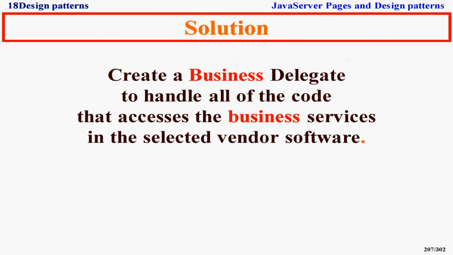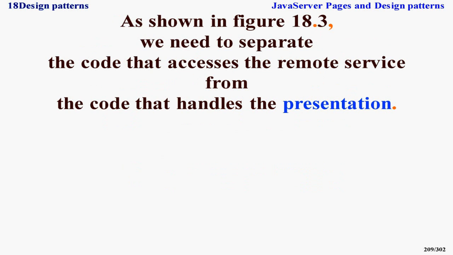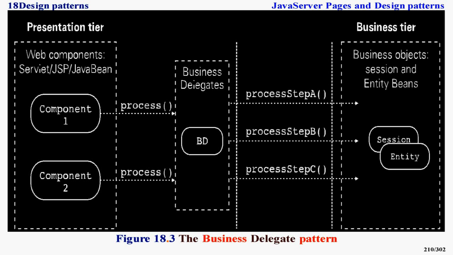Solution. Create a business delegate to handle all of the code that accesses the business services in the selected vendor software. When the vendor changes, the only changes that need to be made to the company's application software are changes to the business delegate to access the business services in the new vendor software. The JSP pages and servlets will not have to be modified, as shown in Figure 18.3. We need to separate the code that accesses the remote service from the code that handles the presentation. Figure 18.3: the business delegate pattern.